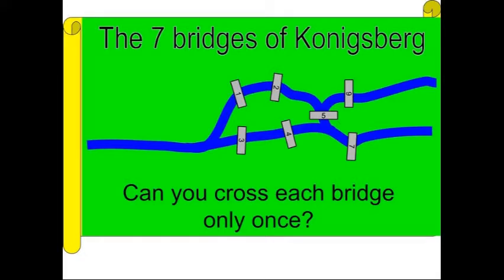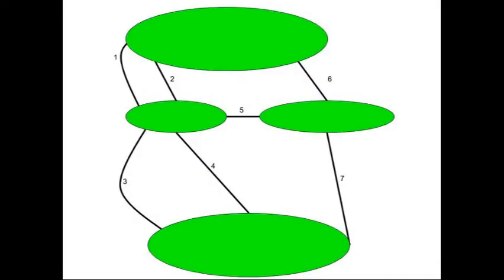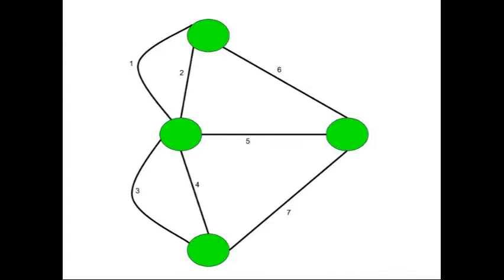connected. Euler simplified the landmasses into what he called nodes and turned the bridges into simple lines that connected them. So he turned the seven-bridge problem from something that looked like this into something that looked like this. The resulting image is a mathematical structure called a graph, although not the same type of graphs that you were used to.